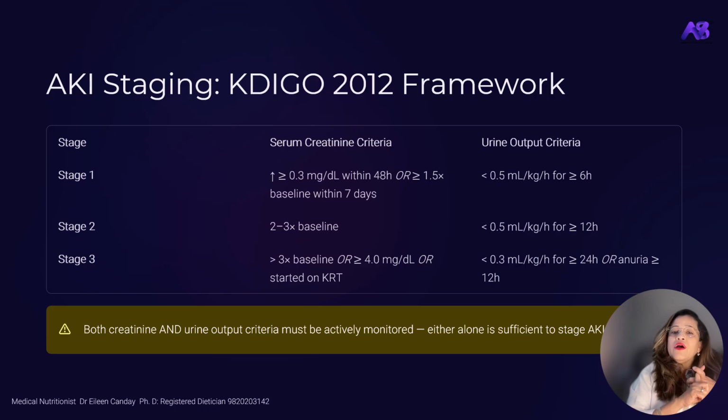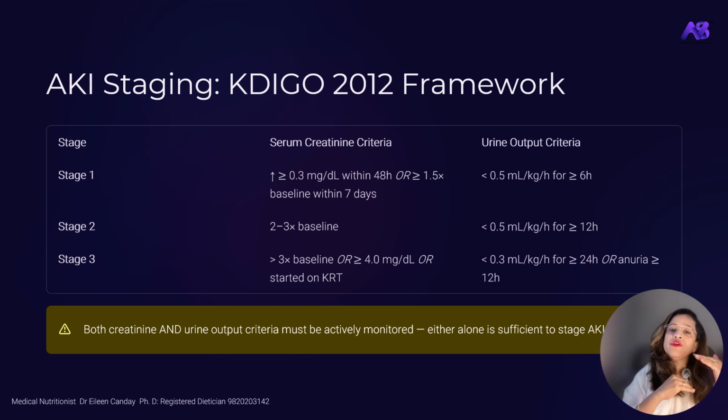So in the KDIGO 2012, the framework for staging acute kidney injury, the standard used clinically is the 3 staging system, where you have stage 1, that is mild. When we talk specifically about acute kidney injury, that is AKI, in stage 1, which is mild, the creatinine rises by 0.3 mg per deciliter within 48 hours, and or it increases to 1.5 times the baseline within a week, and the urine output drops.